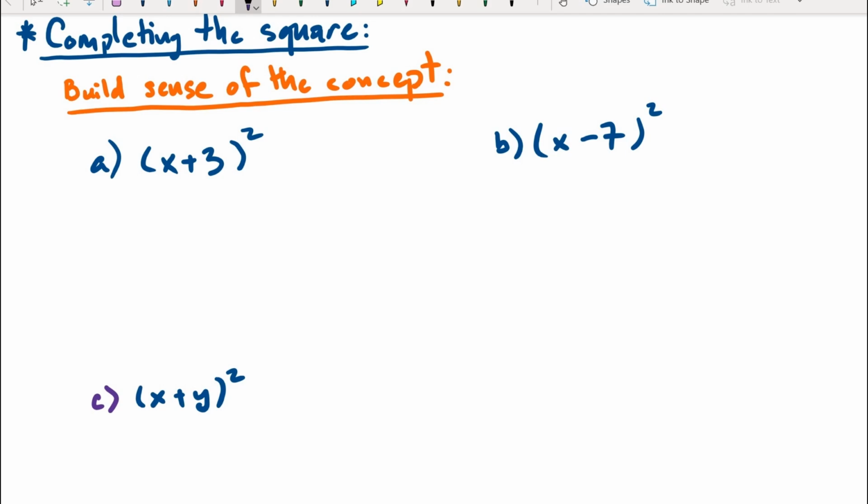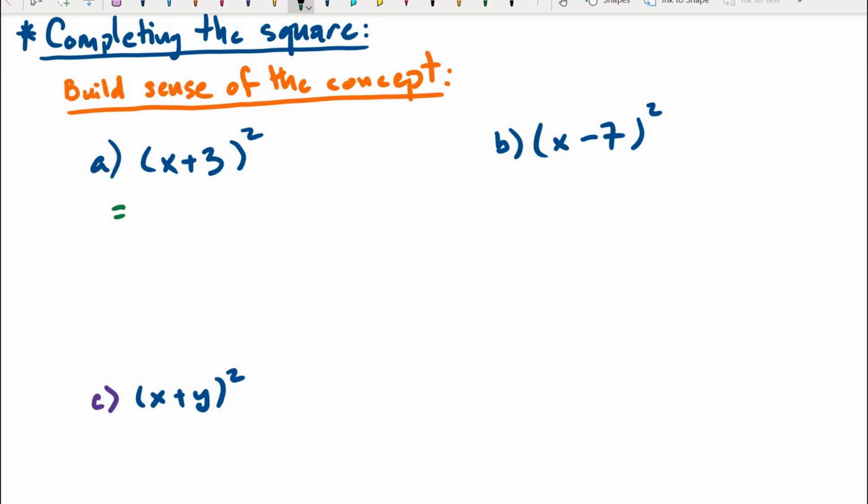You are asking me about the concept of completing the square. First of all, I need to build the sense of the concept, otherwise it doesn't make any sense what you're doing. So we're going to investigate the three problems that you're seeing right now, A, B, and C, so that the concept makes sense to you. Okay.